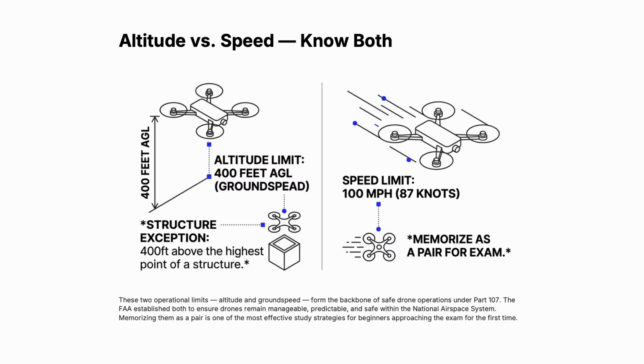So, as you study, don't think of the altitude rule and the speed rule as two separate flashcards. Think of them as one safe boundary with two dimensions and memorize them as a pair. That single shift in how you study will make exam questions that combine both limits much easier to answer.